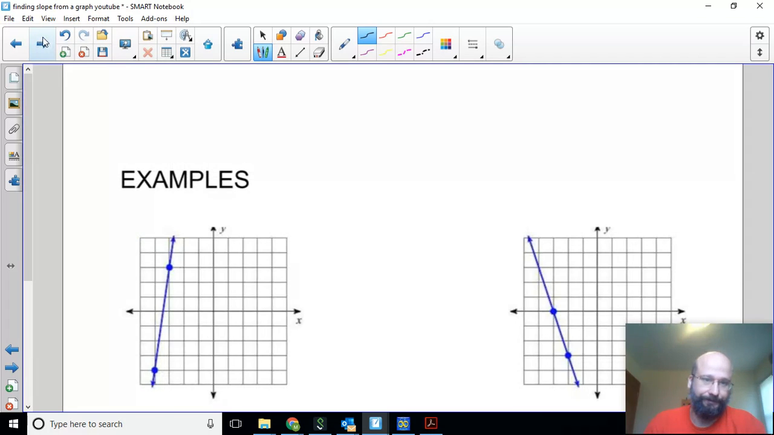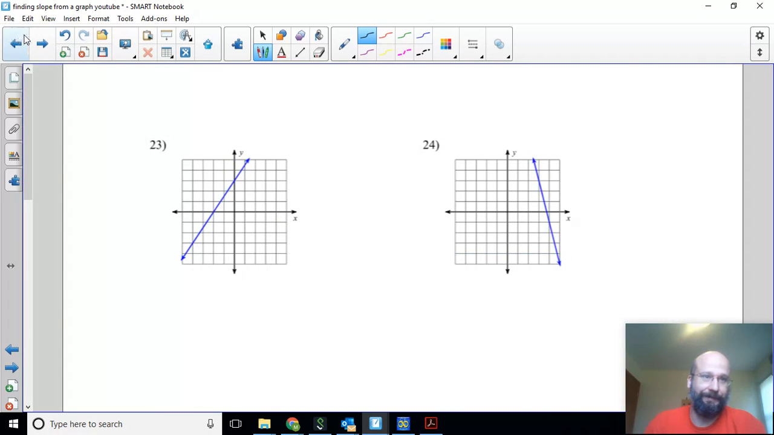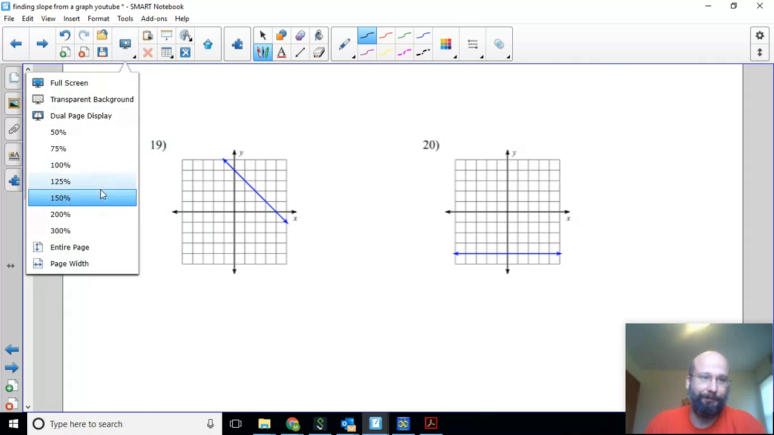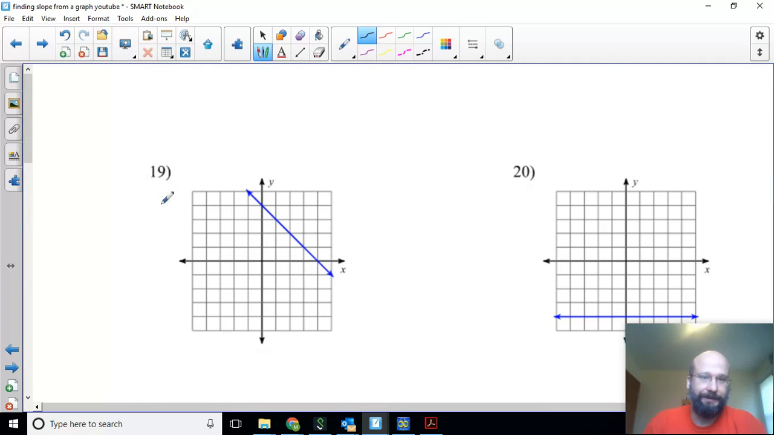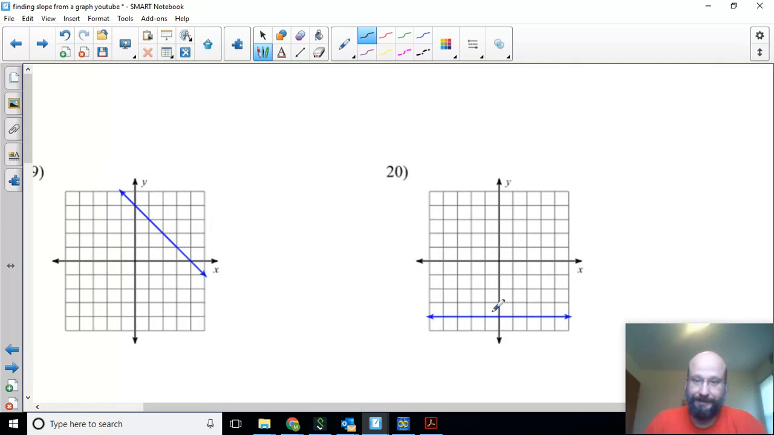Let's do a couple where you have to find them. You have to find the point. So this tends to be confusing for a lot of people. This one is not. This is a straight left and right line. So that one's pretty easy. That one slope is 0. 0 slope.